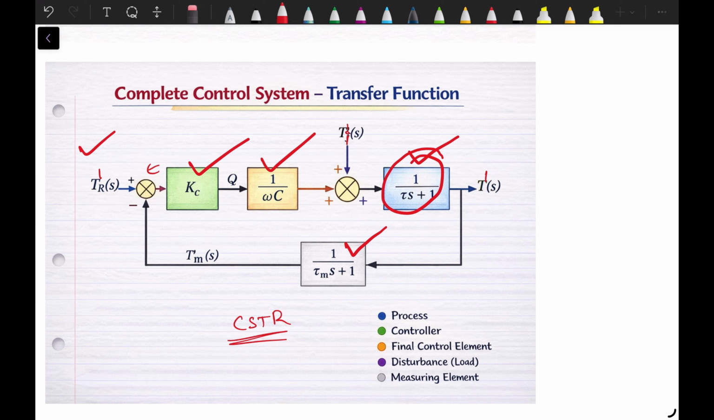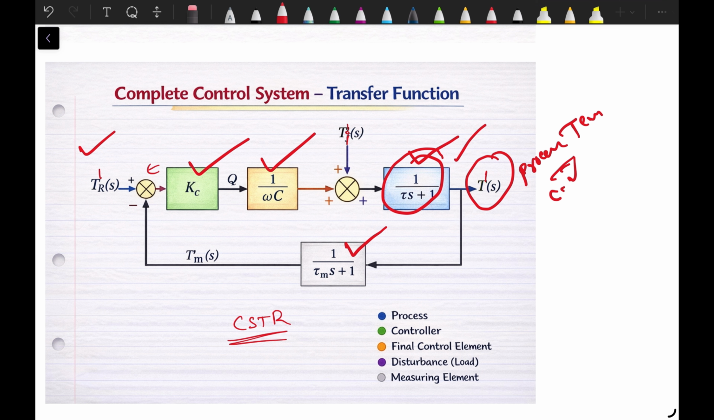In the earlier derivation, using the energy balance equation, the process behaves as a first order system. So the transfer function is 1 by tau s plus 1. What is the output? This is T dash of S, which represents the process temperature, also called the controlled variable.